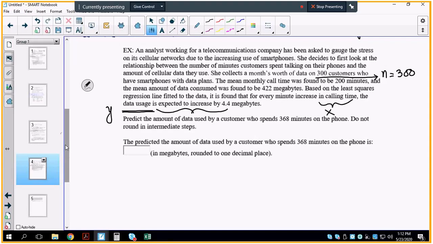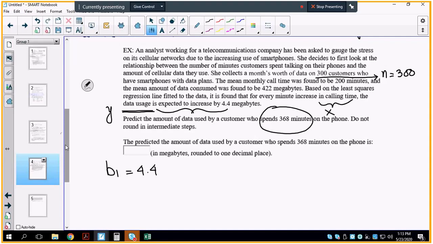And remember, this type of statement is used in interpreting the slope of the regression line. For every 1 unit change in X, I have the slope unit change in Y. So what does it tell me? It tells me that B1 in this regression equation is equal to 4.4, because for every 1 unit increase in X, the increase in Y is 4.4 units. Good. Predict the amount of data used by the customer who spends 368 minutes. So 368 minutes is your X, and you're going to predict the Y for that.